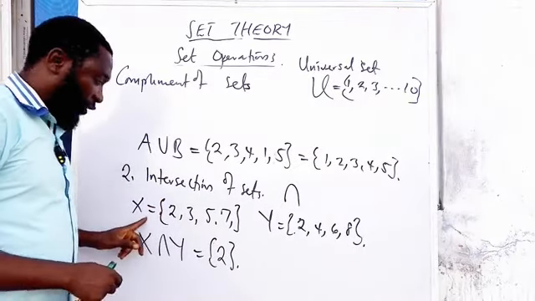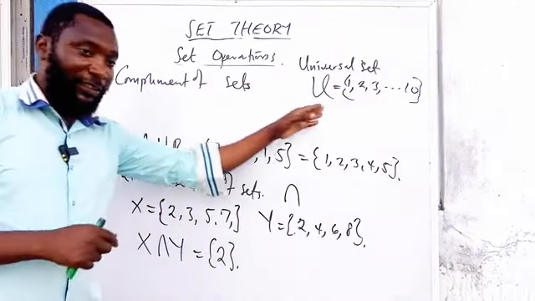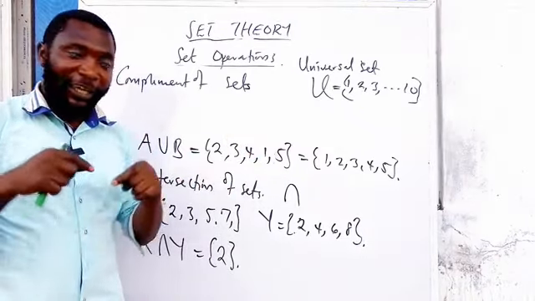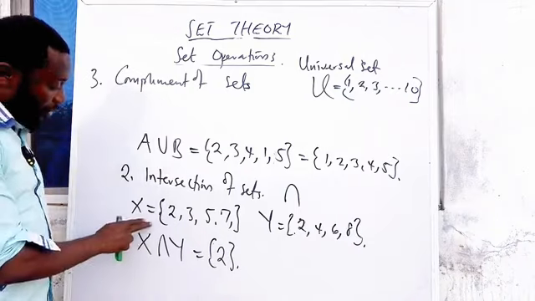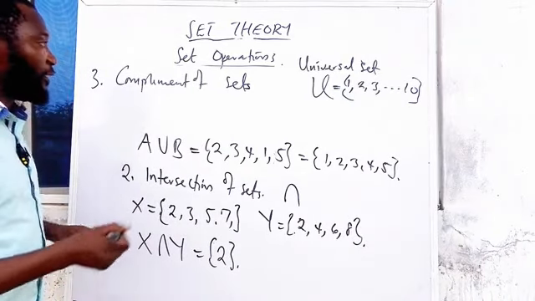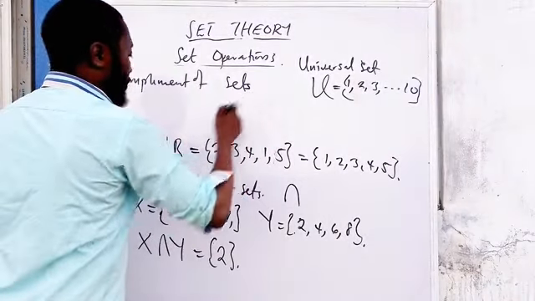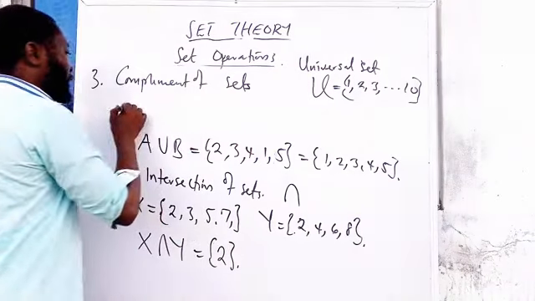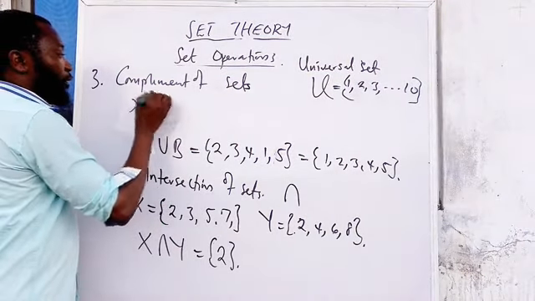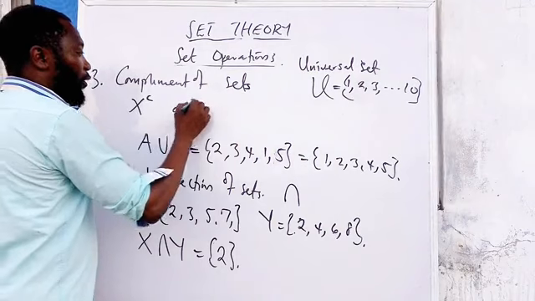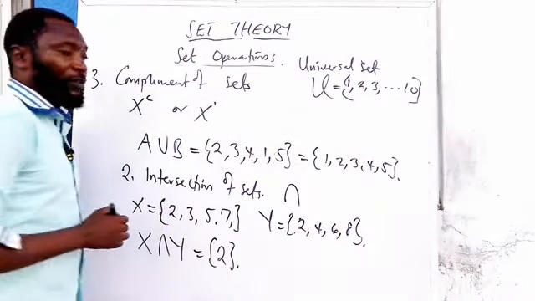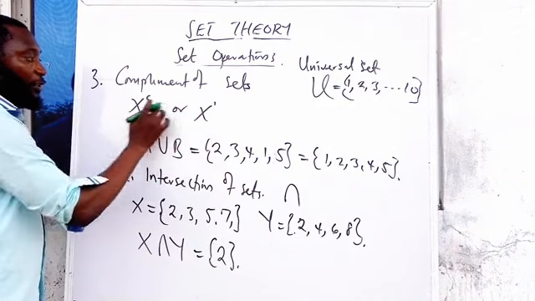For example, complement of set A are members of universal set that are not in set A. Complement of set X are members of universal set that are not in what? In X. If the question says find the complement, the symbol for complement, we may use prime. For example, set X, the complement of X, we use this symbol, or we use X prime like this. So this is the symbol for complement.